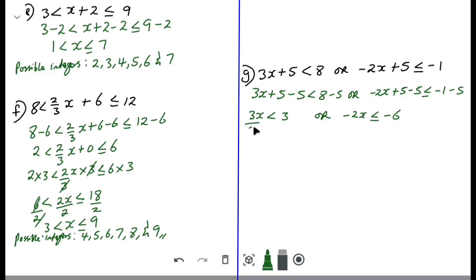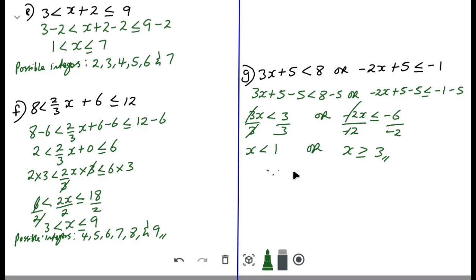So divide both sides by 3. x will be less than 1 or divide both sides by minus 2. Don't forget, if you divide any number by minus 2, your inequality sign will change. So x now will be greater than or equals to 3.